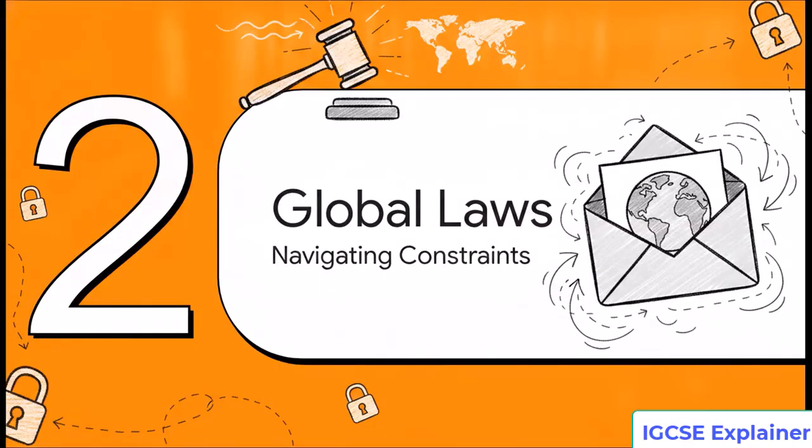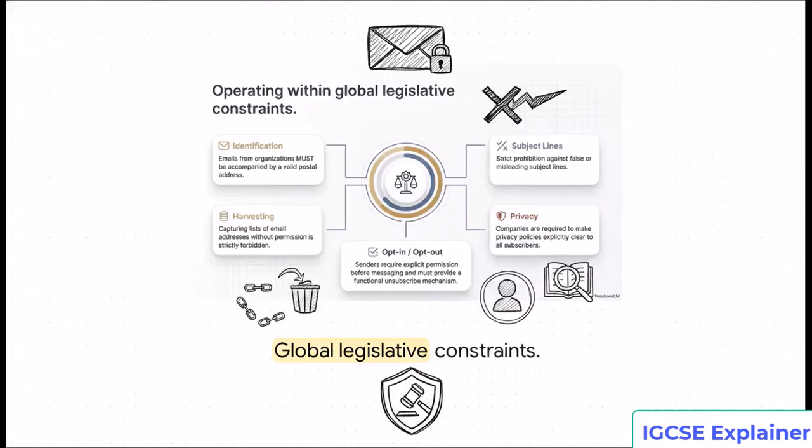Moving right along to Section 2, navigating global email laws. Now, you might not realize this, but our digital airspace is heavily monitored. A lot of countries have enacted some very specific laws to protect people from email misuse, and as senders, we absolutely have to comply. First off, you gotta ensure your subject lines are honest, strictly no false or misleading headers allowed. If you're representing an organization, identification isn't just a polite suggestion, it's a mandate.